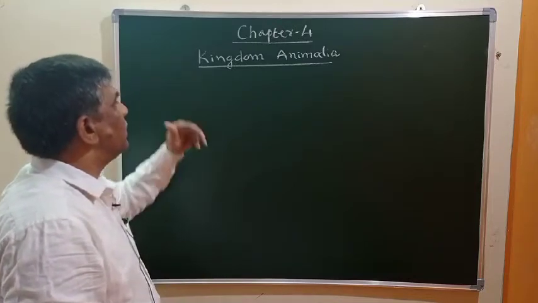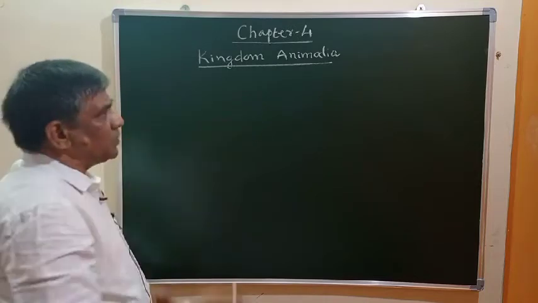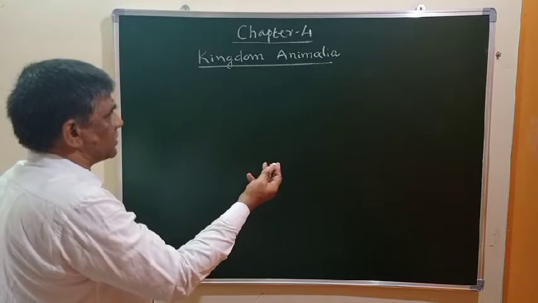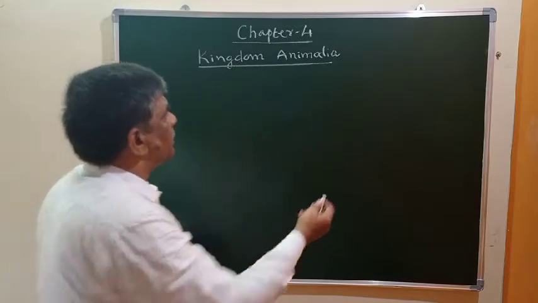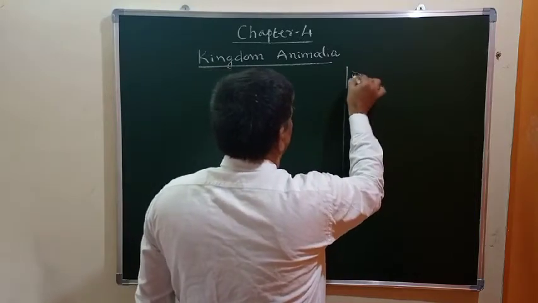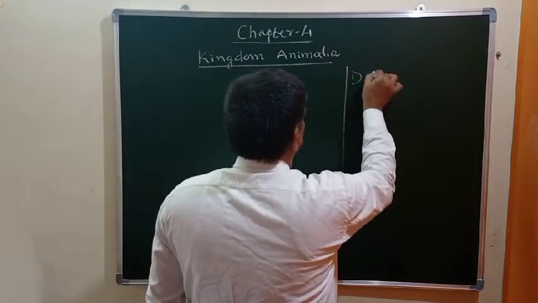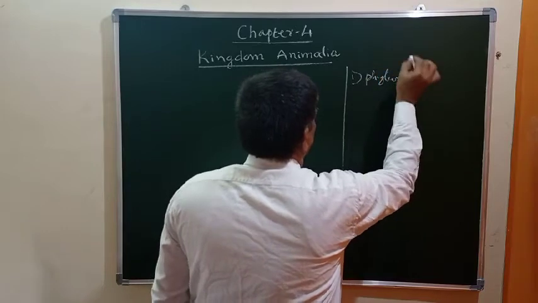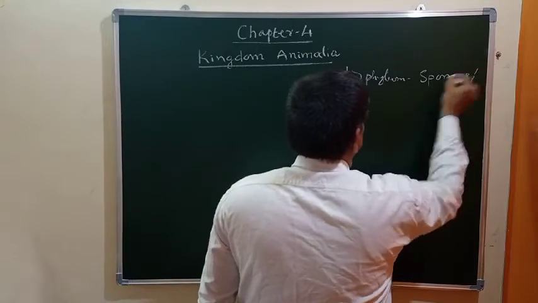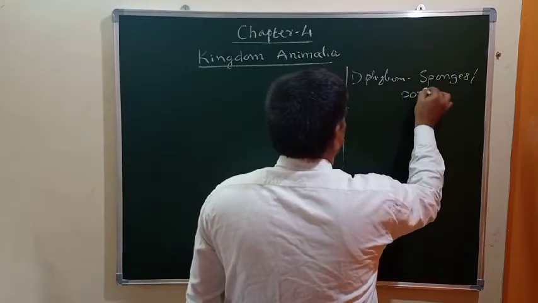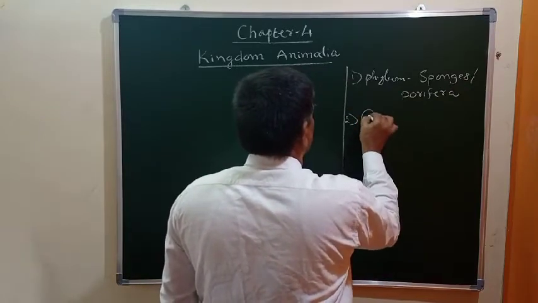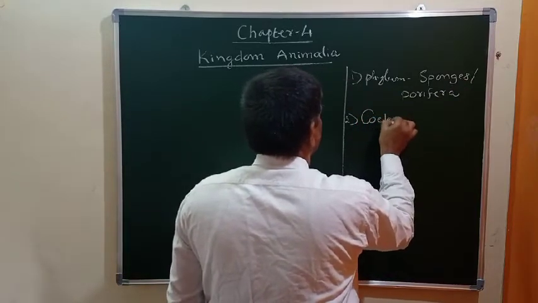Here Kingdom Animalia is divided into different phyla or different divisions. You know that very well. Kingdom Animalia is divided into various phyla. What are those different phyla? One is called phylum Sponges, which is also called Porifera, phylum Porifera, and another one is called phylum Coelenterata.